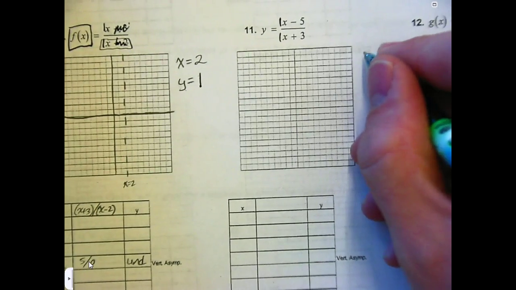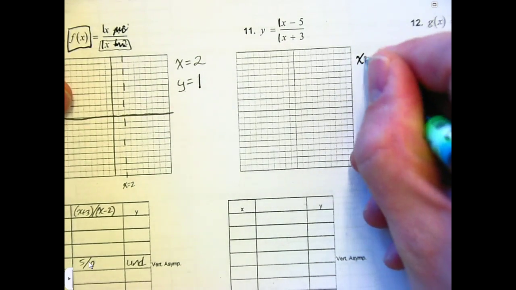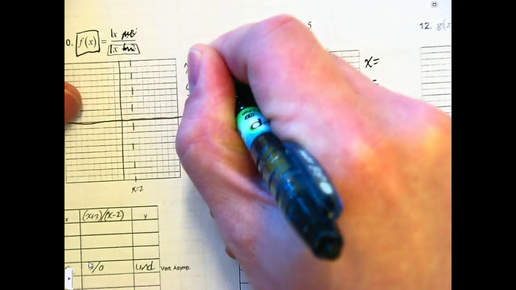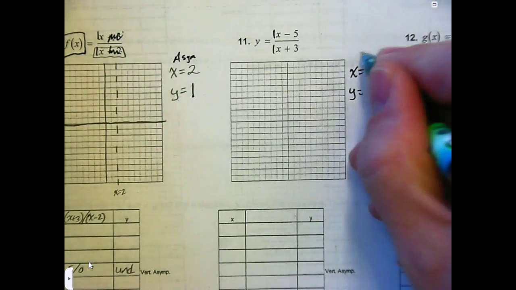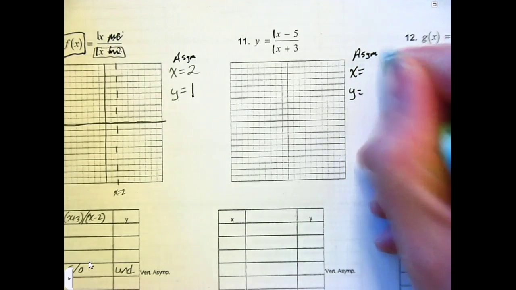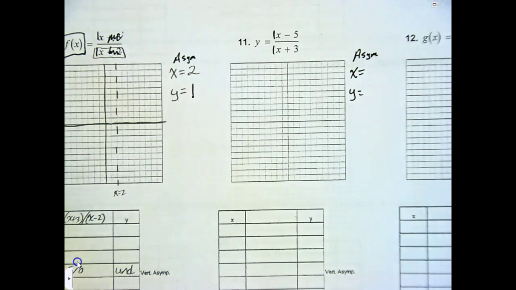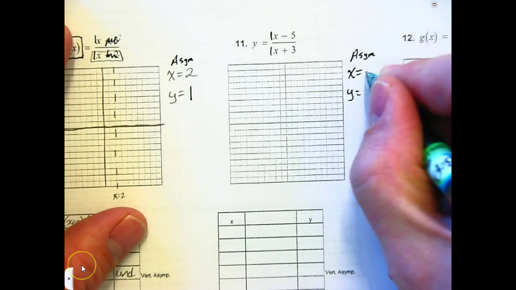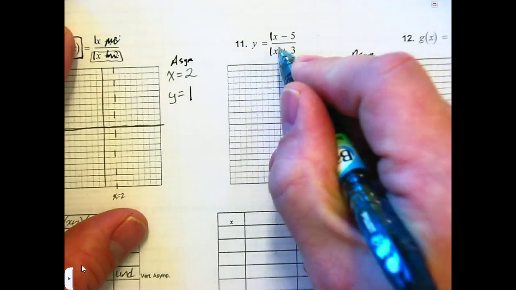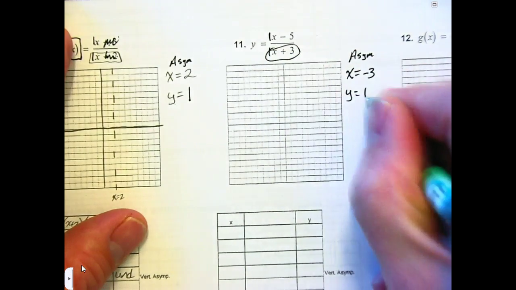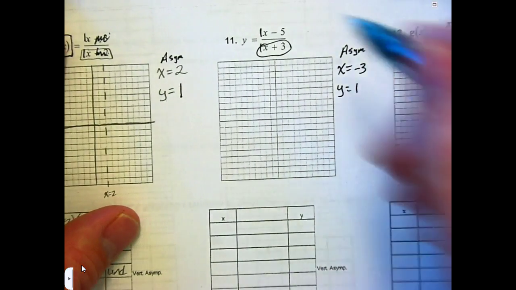I want you to go to number 11. We're obviously not done with 10, but go to 11. List your x and y asymptotes. Okay, what's x? Negative 3. It's what makes this 0. What's y? 1. Okay? It's 1 divided by 1.